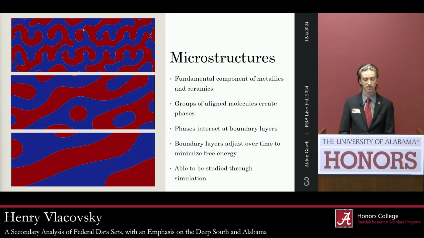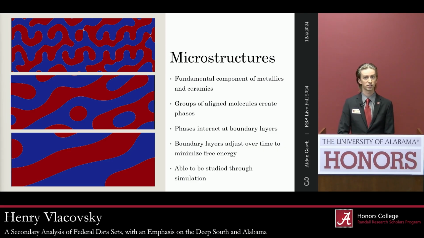Understanding microstructures is key to understanding the material properties in metallics, ceramics, and more. They exist at the microscopic scale, but they influence the material properties overall, such as strength and brittleness. Microstructures form when molecules align in neat formations, and grain boundaries form when these different alignments meet. On the left, you can see some examples of microstructures in an arbitrary material.